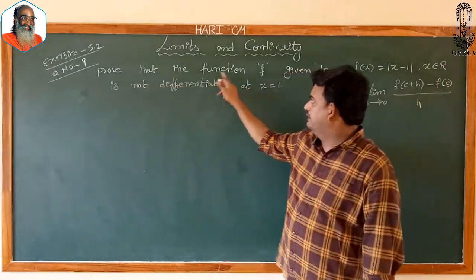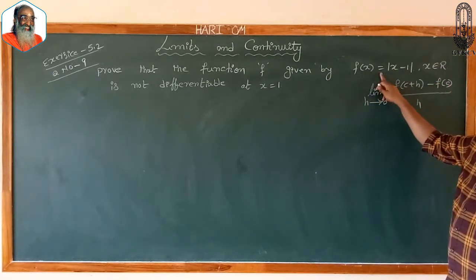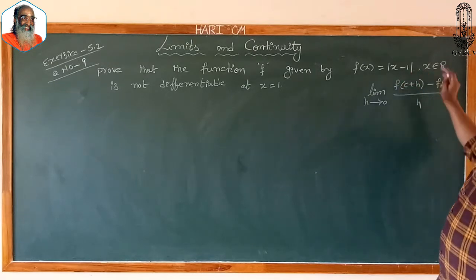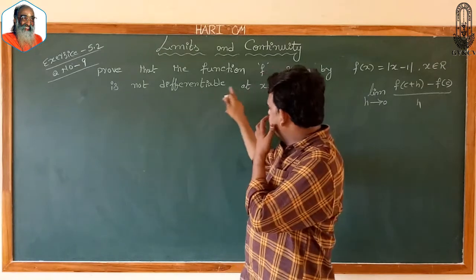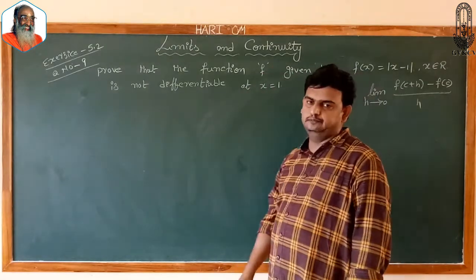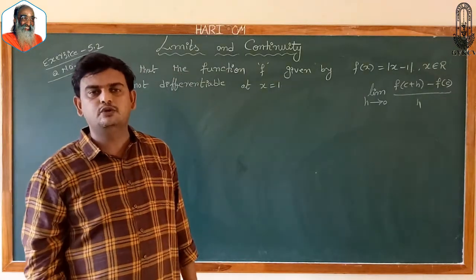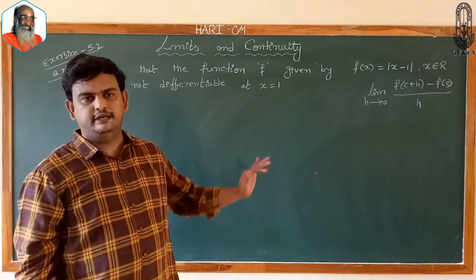Prove that the function f given by f of x is equal to modulus of x minus 1, x belongs to R, means real numbers, is not differentiable at x is equal to 1. So how can we show that? It is a different problem.